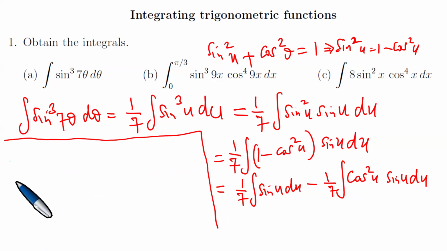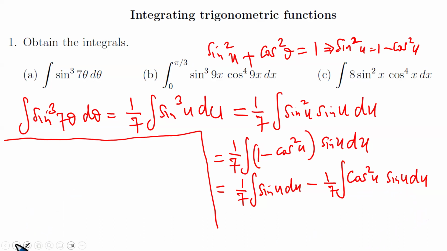This implies that the integral of sine u is negative cosine u, so we get negative 1/7 the cosine of u. If you let u be cosine, the derivative of the cosine is negative sine. Let's show a bit more steps here to avoid problems.